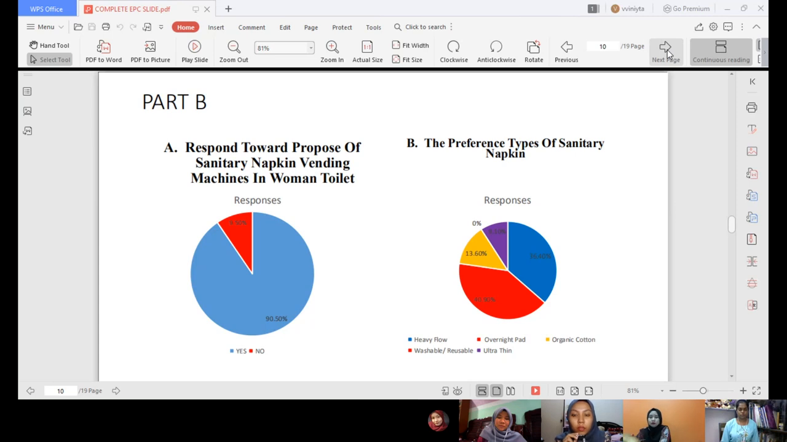As women, we each have our suitable type of sanitary napkin. The majority of them prefer wearing an overnight pad to prevent overleak, and the minority use ultra thin for their suitable skin and based on the sensitivity of that area. Okay, thank you. The next slide will be continued by Linda.